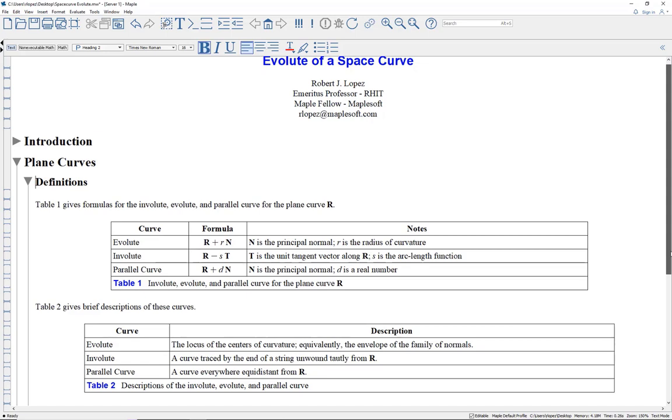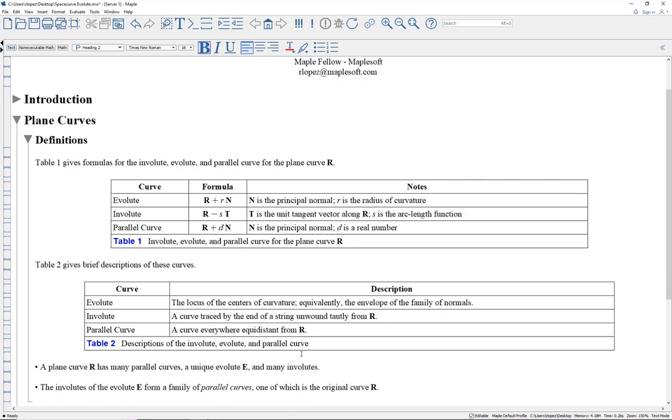Table 2 gives a brief description of what these curves are. The evolute, as we pointed out earlier, is the locus of the centers of curvature, or equivalently, the envelope of the family of normals. Involute: well, mentioned a moment ago, it's the curve from which the evolute came. It can be drawn by the point at the end of a string unwound tautly from the curve R. And a parallel curve is a curve which is everywhere equidistant from R. Well, we're going to have to take a look at some pictures to see what this looks like.